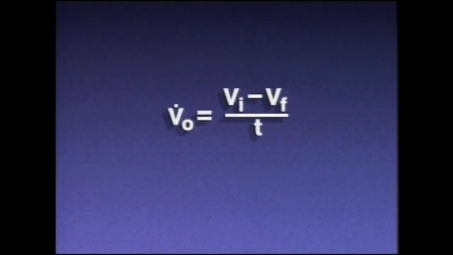Now, if material is flowing out of a tank, the formula changes. Volumetric flow rate out, V dot O, equals initial volume, VI, minus final volume, VF, divided by time.